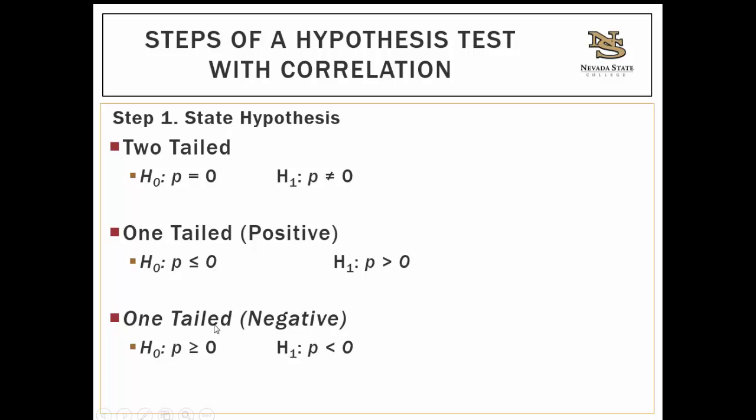Then for the negative one-tailed test, if we're expecting that higher values for x tend to correspond to lower values for y, then under the alternative, we think that the population correlation would be less than 0, right? A negative value. And under the null, if it's not less than 0, it's greater than or equal to 0. So if it's not a negative correlation, it's either a positive correlation in the population or no correlation at all, equal to 0.